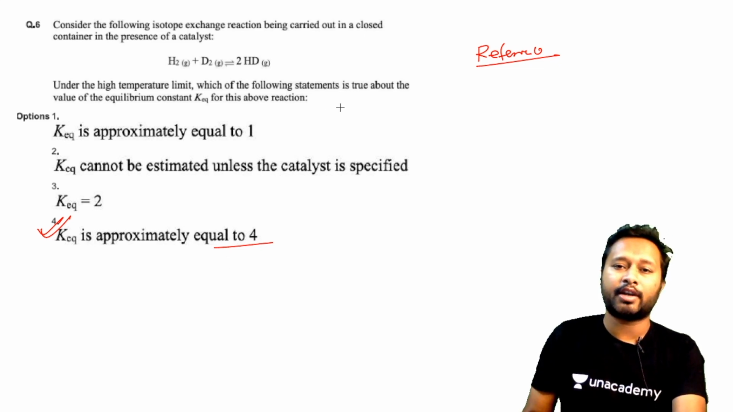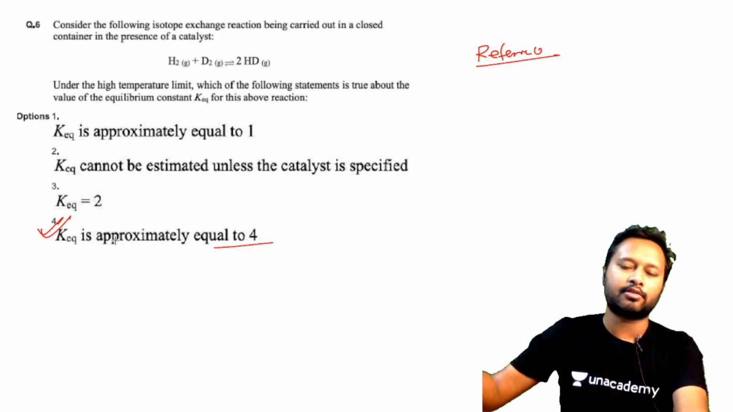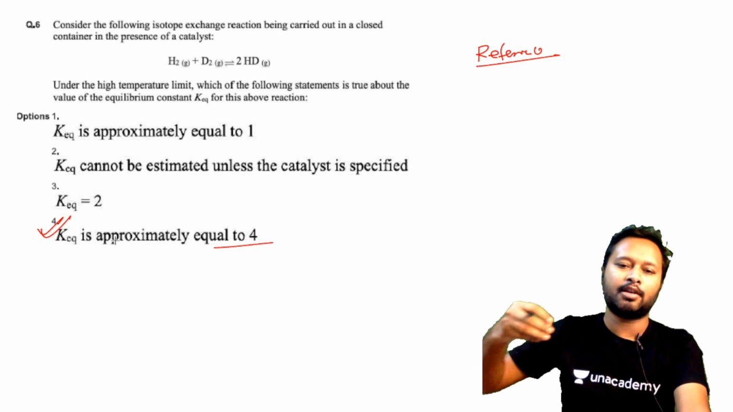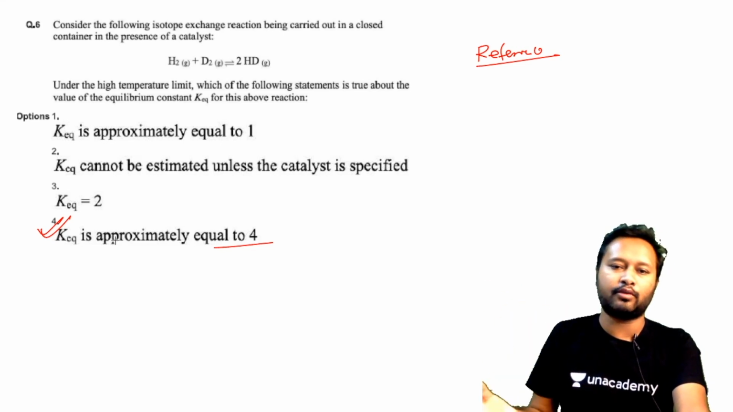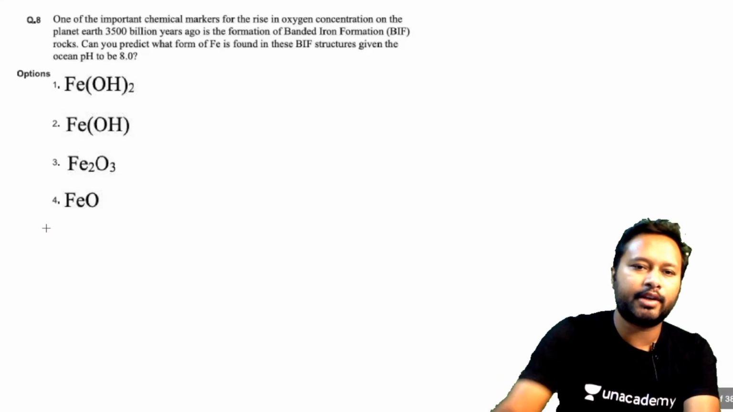That's how it is. So at higher temperature, you can see that the value of KEQ is reaching somewhere around 4. Okay, that is increasing. As you increase the temperature, the value of the equilibrium constant is also increasing, and as the temperature becomes higher, it is becoming closer to 4. So yeah, that's what it is. Okay, so let's go to the next one.